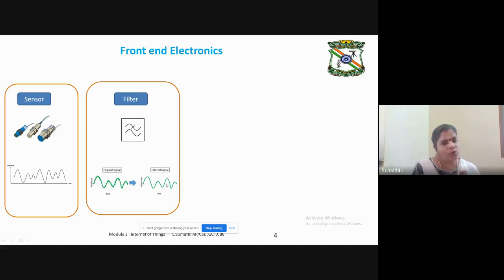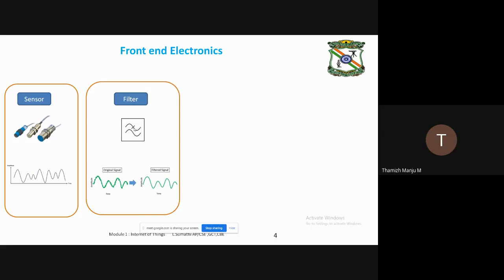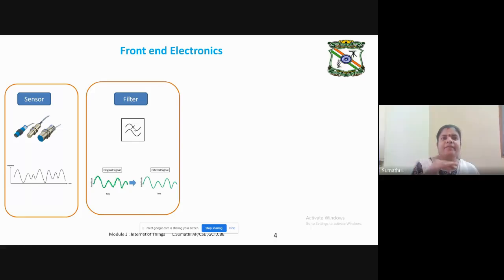You have types of filters, a low pass filter and a high pass filter. I have given a low pass filter. What is a low pass filter? You set a frequency, and the filter will allow the range of signals having frequency less than the threshold.